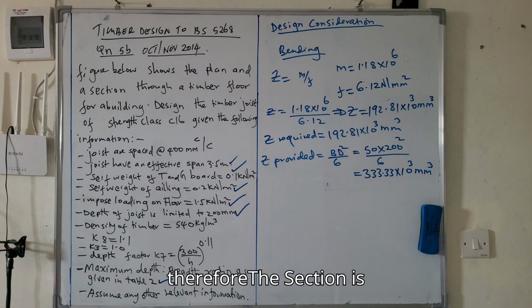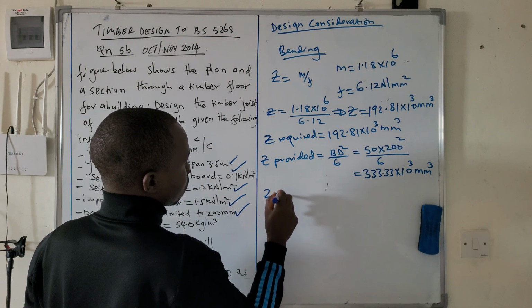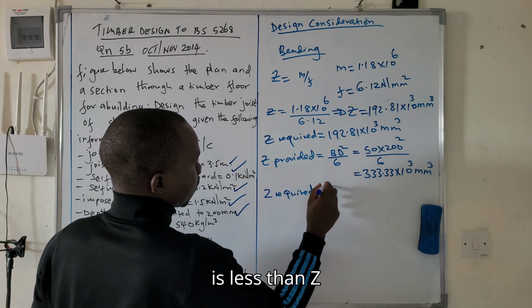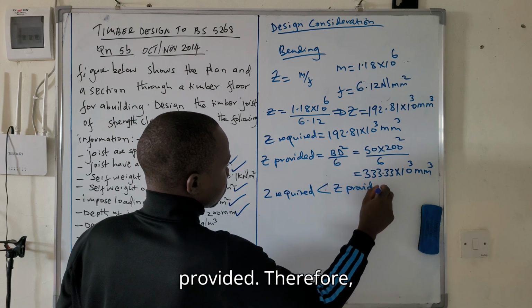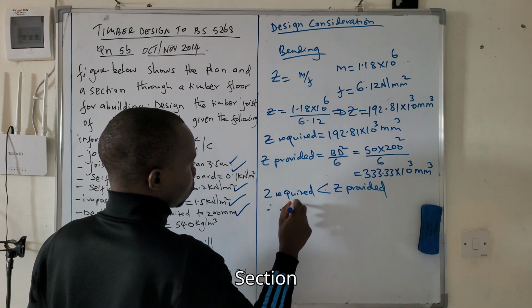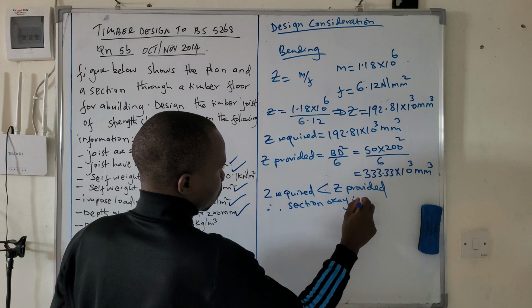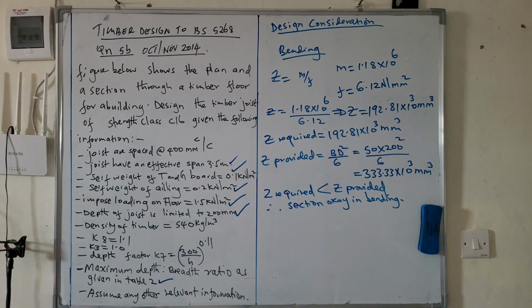Therefore, the section is okay in bending because Z required is less than Z provided. Therefore, section okay in bending. We proceed to shear.